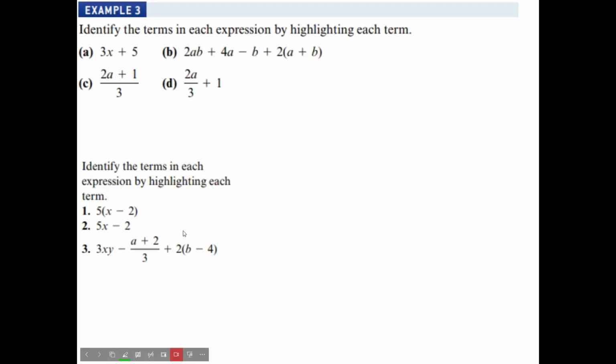So for A, how many terms do we have? 2, 3x, and 5. For B, that's a term, that's a term, that's a term, and this is a term. Yes? Everybody agree? So it's 4 terms? 1, 2, 3, 4, yes. Absolutely. It's either one or more.